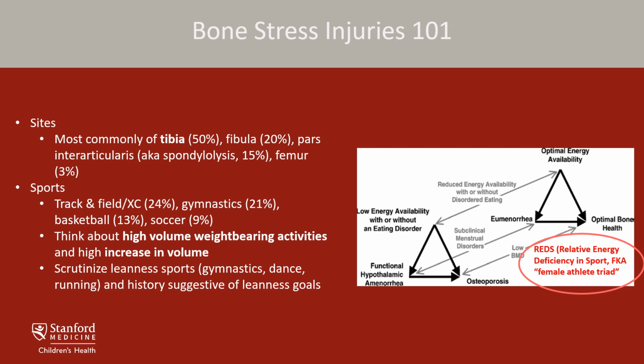and dance. There's a well described association with low energy availability, menstrual irregularity, or other hormone imbalance for male athletes, and then low bone mineral density that can make athletes who emphasize leanness at risk for bone stress injury development. This used to be called the female athlete triad, but it's referred to as relative energy deficiency in sport, or REDS, because it can affect men as well.